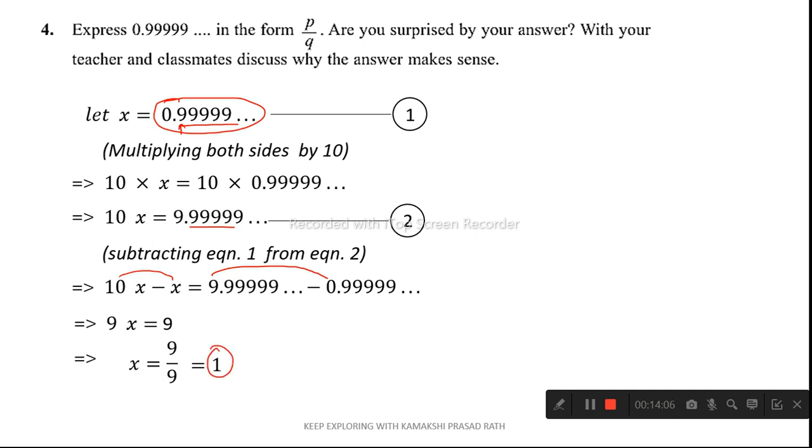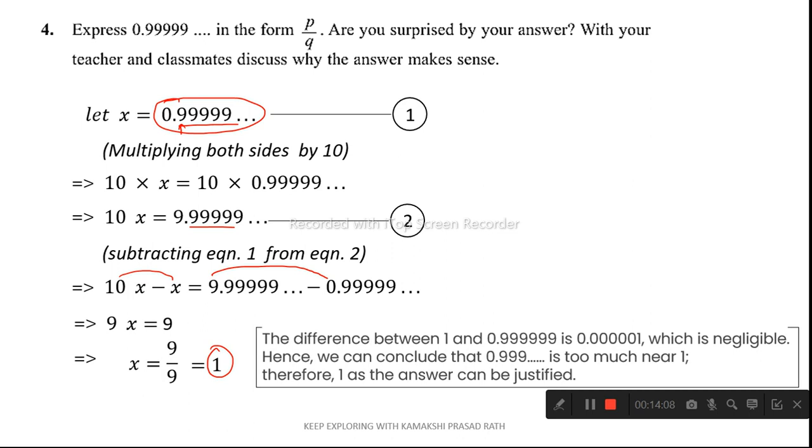So what is the concept here? The difference between 1 and 0.9999 is 0.00001, which is very much negligible. The difference between these two numbers is very, very thin. Now you can conclude that 0.999 and so on is very near to 1. Hence the answer 1 can be easily justified. It is very near to 1, so we can treat it as 1.